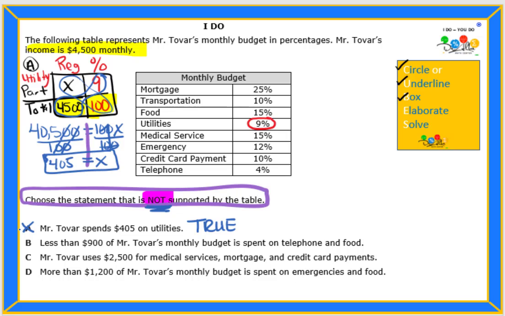Okay, so now we're going to do the exact same thing, but this time we're doing B. Less than $900 of Mr. Tovar's monthly budget is spent on telephone and food. So this time we want to know about telephone and food. So if we look for that in our table, we have telephone is 4% and food is 15%. So 15 plus 4, that's 19%.